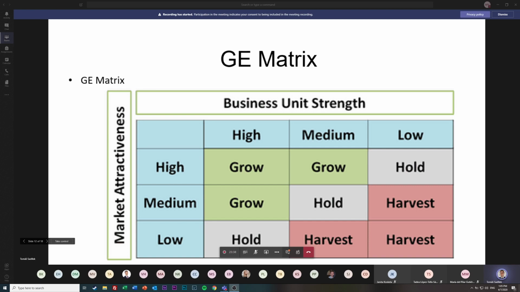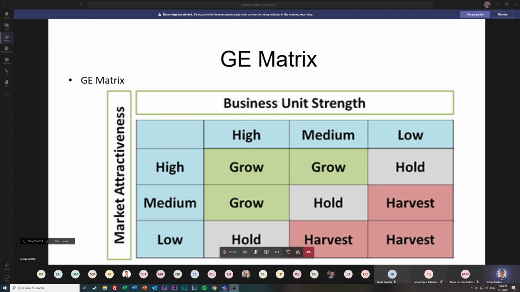What is also different between the GE matrix and the BCG matrix is the number of potential quadrants. For a BCG matrix, there were 4 quadrants or 4 possible combinations. Here we have 9 of them. So we can see that the GE matrix provides more precise information about the market and about the product portfolio, and it works with different variables, as I mentioned.